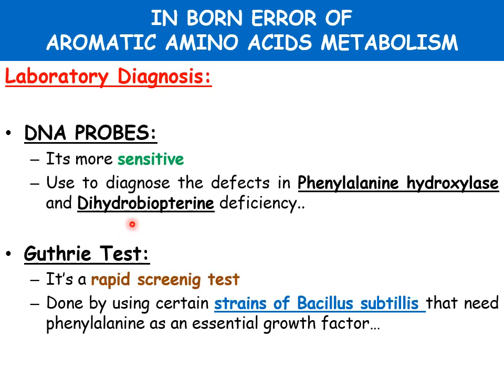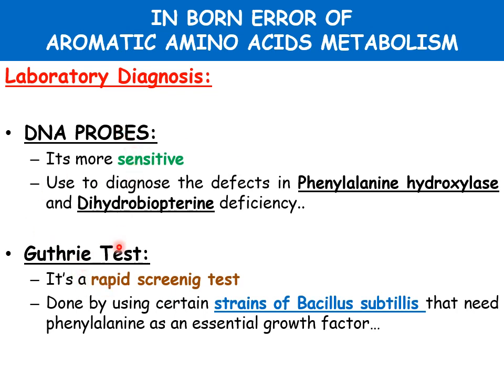Then the DNA probe test is a more sensitive test in which we use a particular probe to diagnose the defect in the phenylalanine hydroxylase enzyme or dihydrobiopterin reductase deficiency. So it is a more sensitive genetic test.